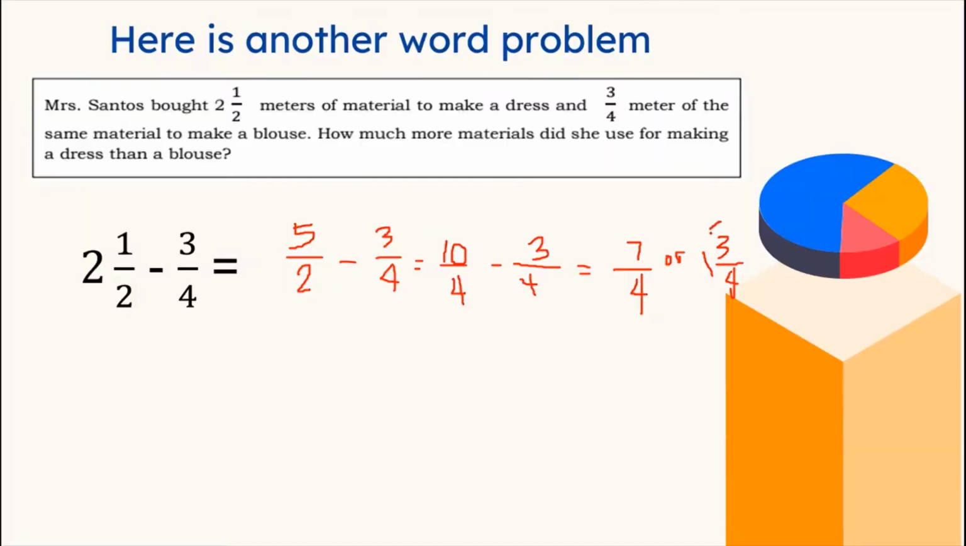Okay, so how much more material did she use for making a dress? That is 1 and 3/4 meters of the material. Okay, so did you get it right? Very good.